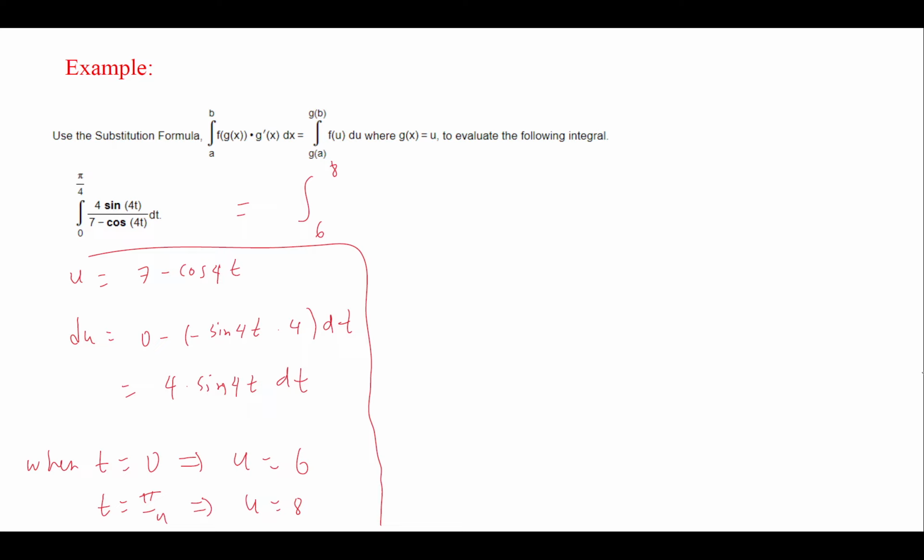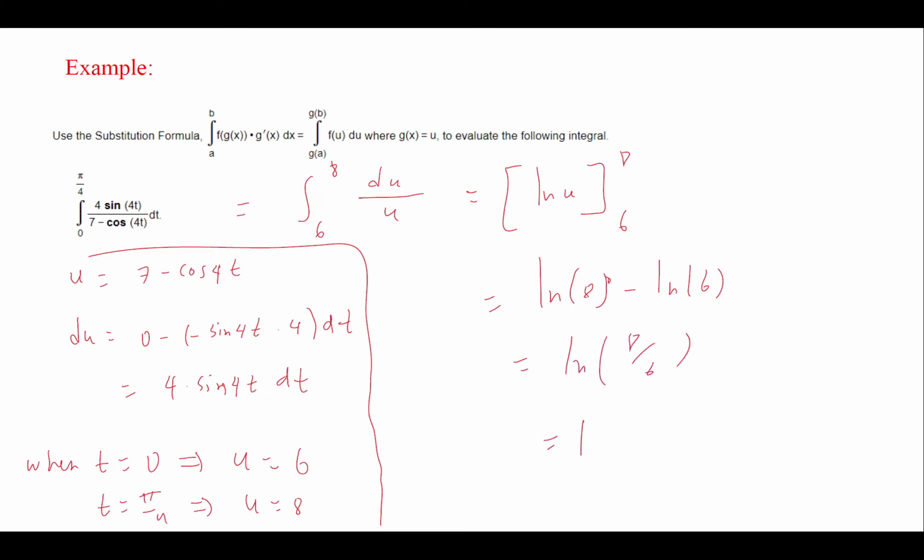On the top part, I can write just u. On the bottom part, it's just u. So integration of 1 over u is actually ln of absolute value of u, but this u is positive, so we don't have to use the absolute value. And now by using the fundamental theorem, this is ln of 8 minus ln of 6. And if I use the property of ln function, it's ln of 8 over 6. So eventually it's ln of 4 over 3. So that's the exact answer.